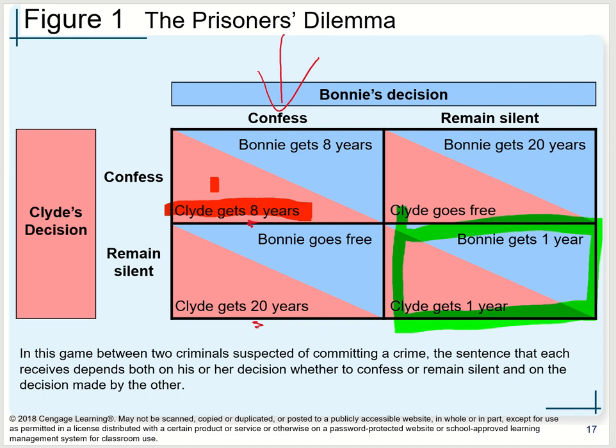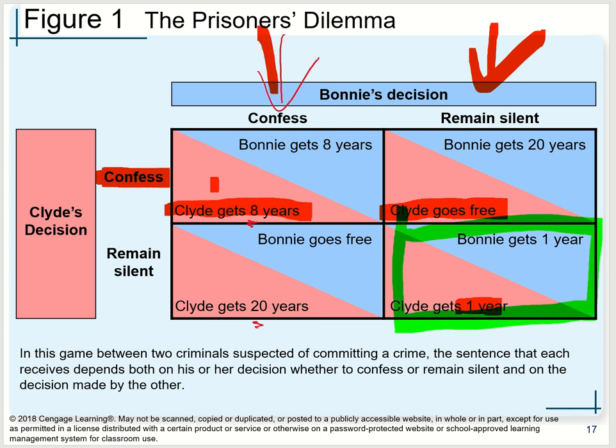Now, if Bonnie remains silent, what should Clyde do? Clyde can remain silent too and get 1 year, but Clyde can also confess, in which case he will go free. Going free is better than remaining silent. So if Bonnie decides to remain silent, Clyde will choose to confess. Notice over here that Clyde always chooses to confess, no matter what Bonnie does, right? So this confession for Clyde is called a dominant strategy. Now, Bonnie also has a dominant strategy. If you look at the payout over here, let me erase this.